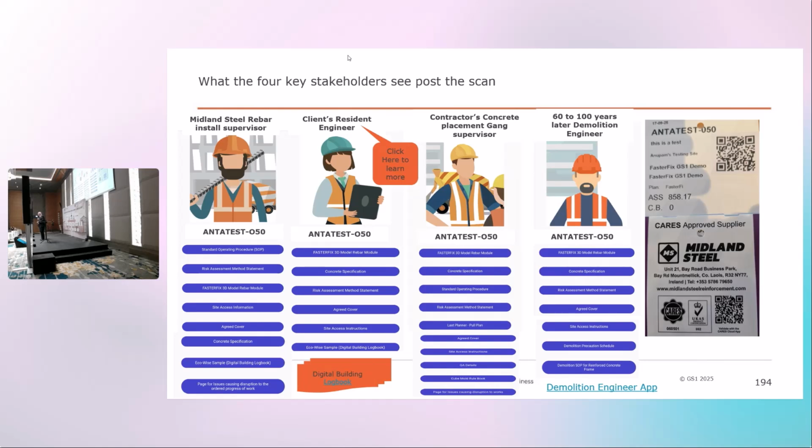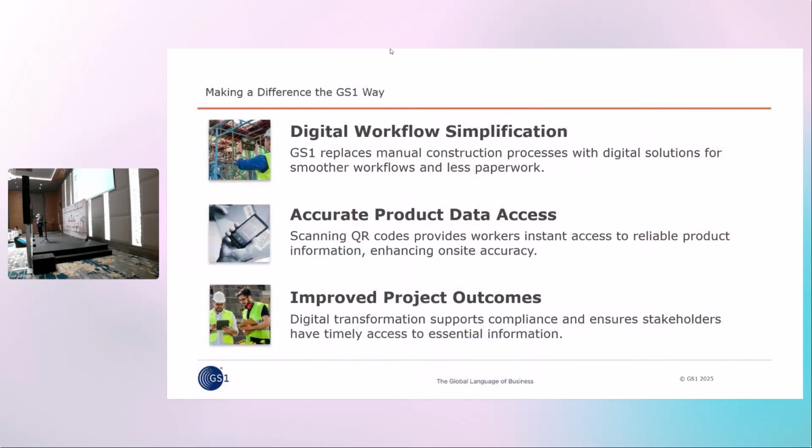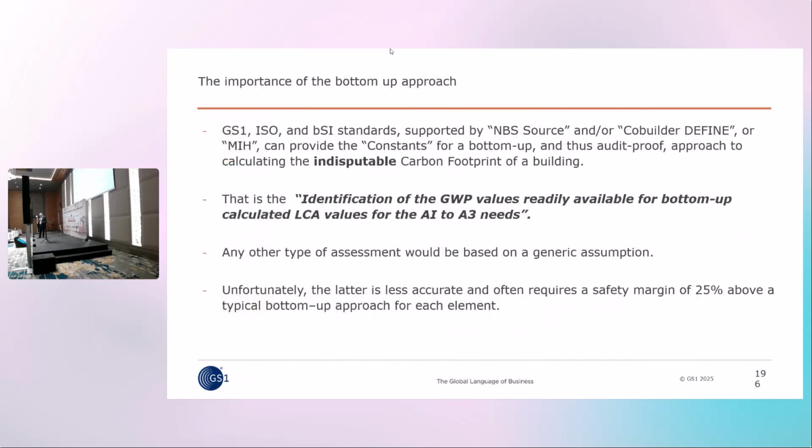For those of you my age, asbestos was generally used when I grew up. Now asbestos is banned. The materials that you use today may in the future have a problem. How do you track and trace where that material was used and where it can be delivered? Go and talk to Lars, because what Lars is doing is trying to provide that information. It's a single source of truth, but the access to that is provided by GS1. That's the difference. We are in the age of AI. And with the age of AI, digital workflow simplification is required, accurate product data access, improved project outcome.